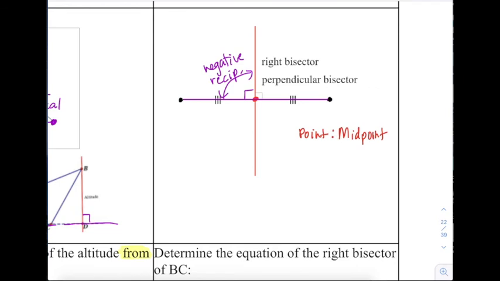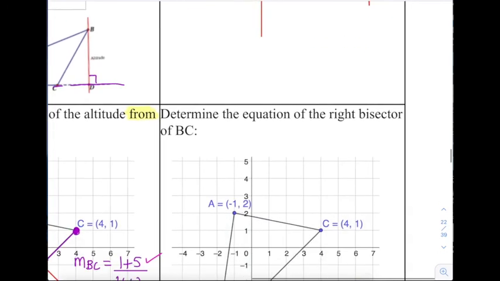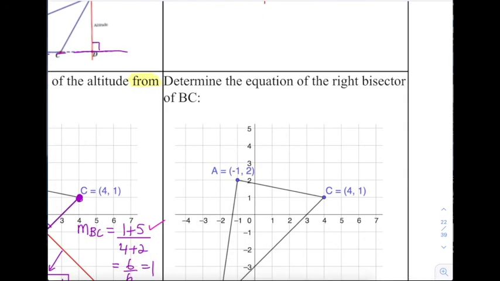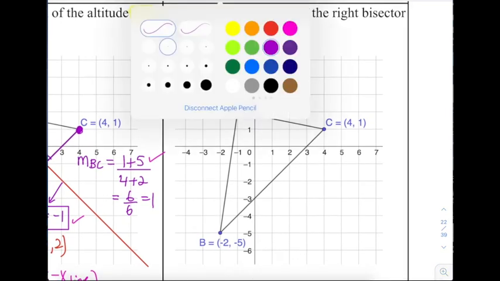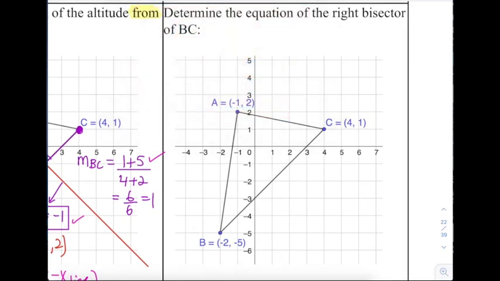Yep, Peter? Since it's the same triangle, we already know the midpoint. Sure, but I could give you another question. I obviously did this to save us a little bit of time. So if I want to know the right bisector of BC, I have to start with the midpoint, which we already calculated to be (1, -2).